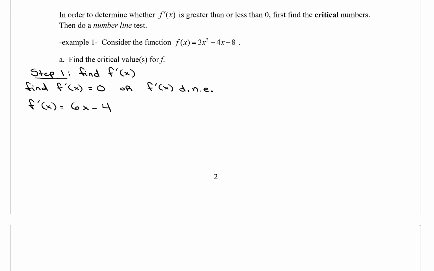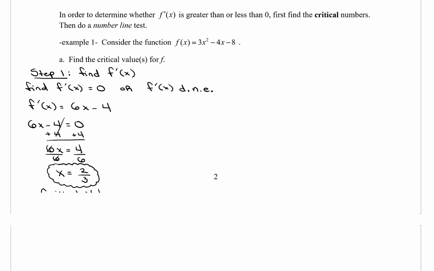We're going to take 6x minus 4 and set it equal to 0. I'm going to add 4 to both sides. We'll have 6x equals 4. I'm going to divide both sides of this equation by 6. And the 6's on the left-hand side of the equation will divide out, and we'll just be left with x equals 4/6, which will reduce to the fraction 2/3. I'm going to put a cloud around that. This is going to represent our critical value. So I'm going to write down the words critical value underneath x equal to 2/3.